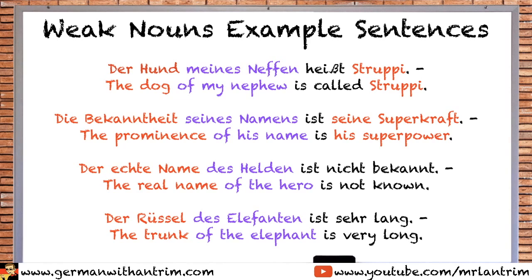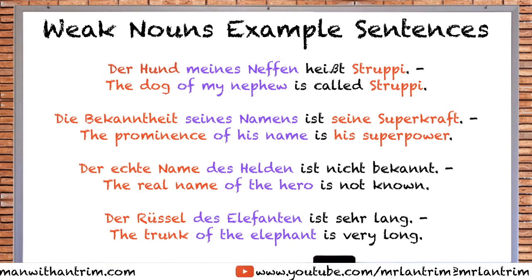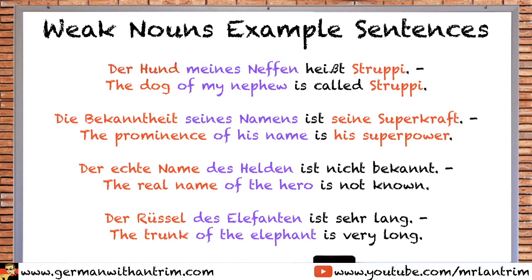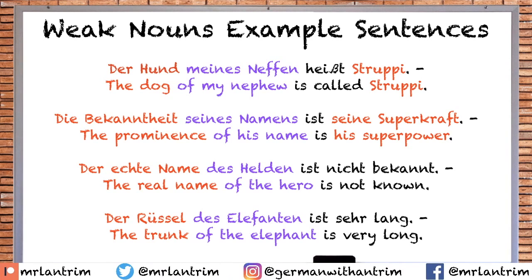So, die Bekanntheit seines Namens ist seine Superkraft. The prominence of his name is his superpower. This is the only example that I have on here that ends in an EN because of that weak noun rule, but then has an extra S at the end of that on top of that because we have here the genitive case. So like I said, it is pretty rare, but the word Name is not rare, and so it should be noted here that we have these words.